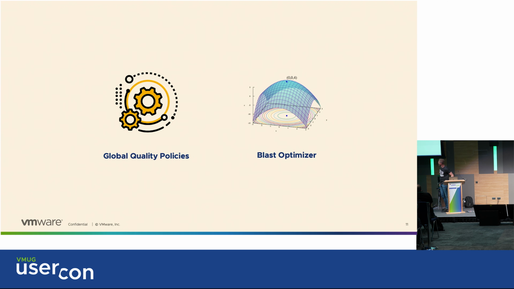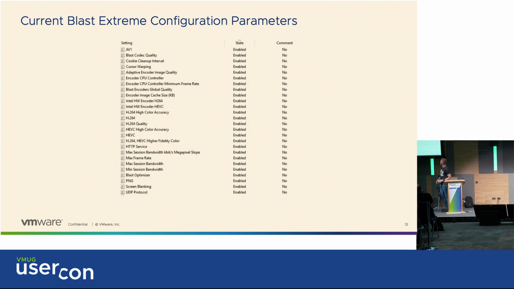Now, 2 new things: the Blast global quality policies, and the Blast Optimizer. When looking at the global policies, as you can see, and I briefly touched upon these as well, there's a ton of different settings that you can configure to optimize the user experience. But what to select and how to configure it is, on average, one of the challenges that we're seeing at customers in general. I don't find this hard, but if you don't know what you're doing, you'll end up with not the best user experience that you want.